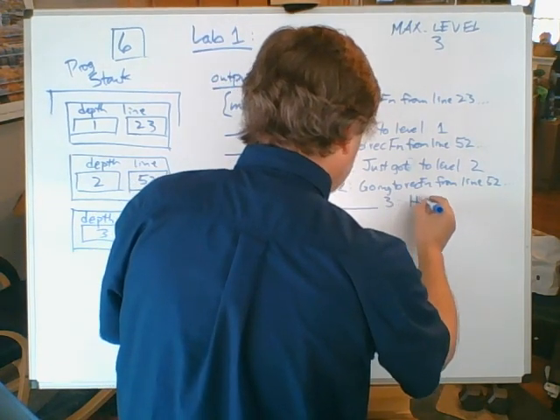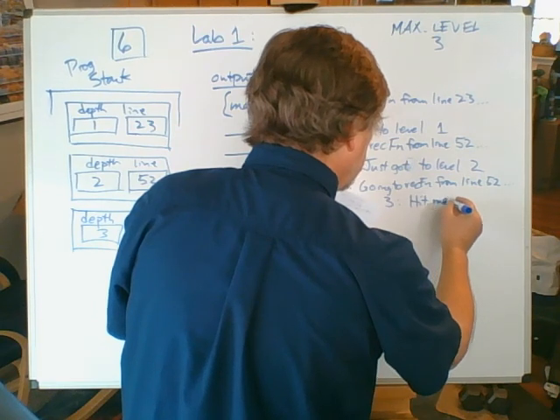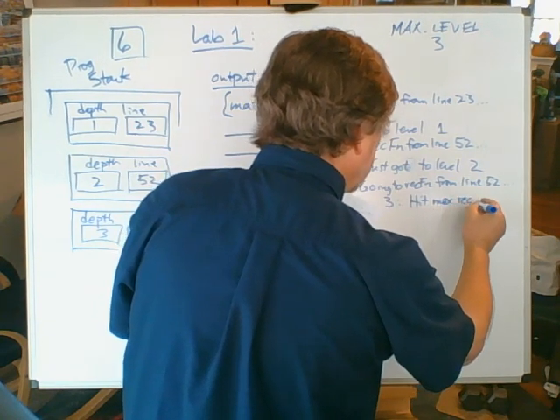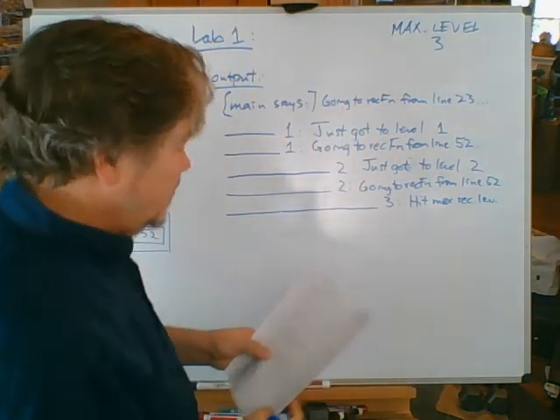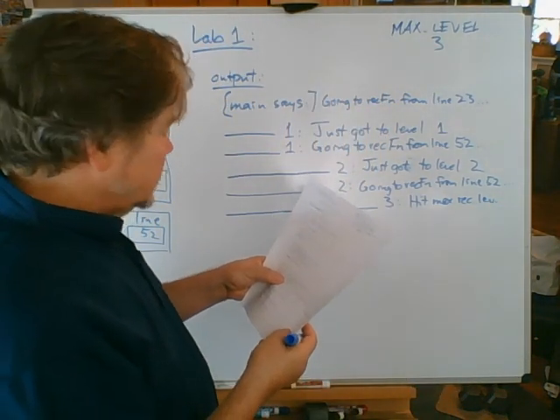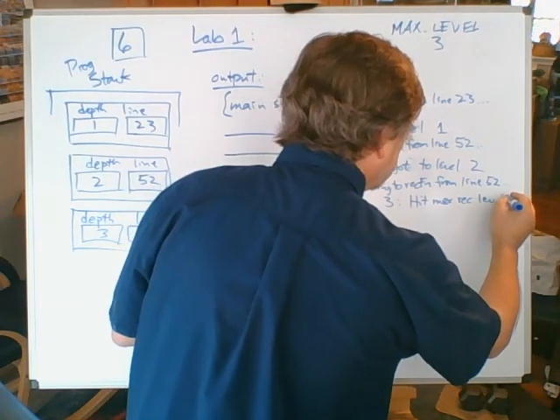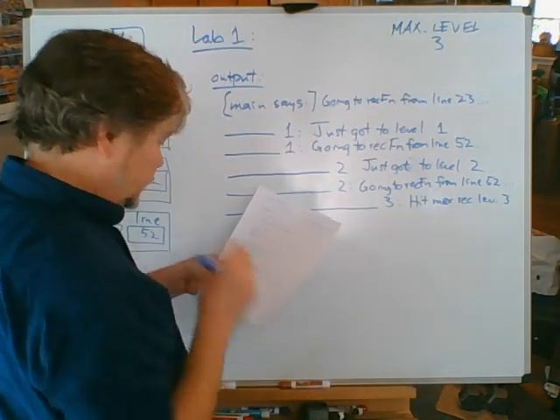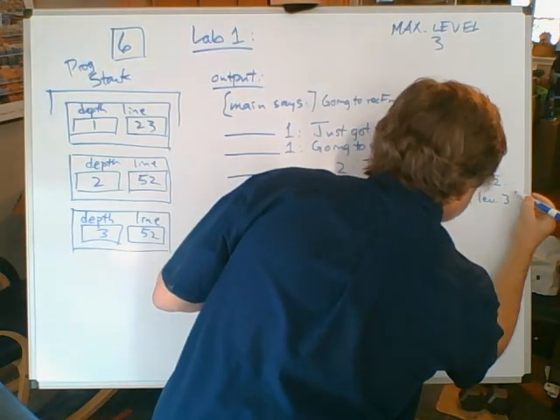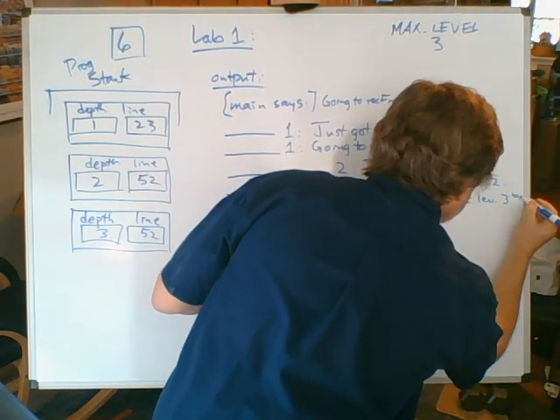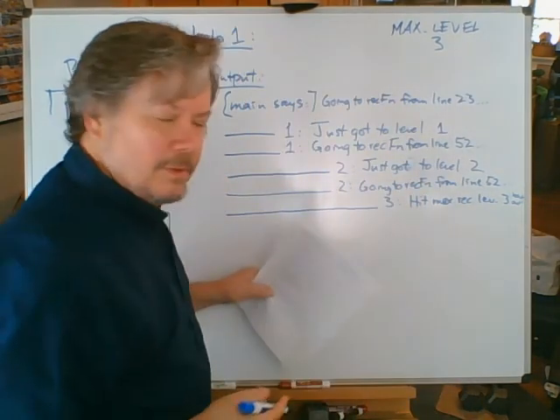I'm going to have to abbreviate or it won't fit, I'm sorry. Hit max rec lev. Everything is a 3-letter word. Hit maximum recursive level, and then it prints out depth 3. And still on the same line, it prints out back out. Watch this, back out. That says back out with an exclamation point.